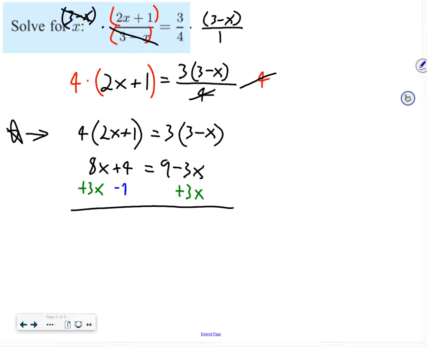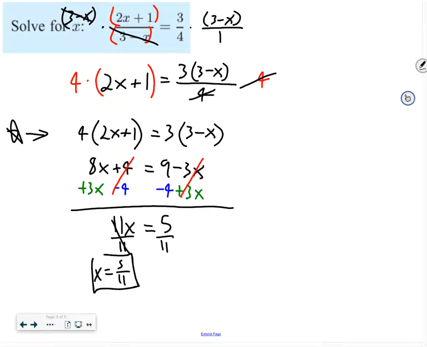So I'm going to subtract 4 here, subtract 4 here. What I notice, these cancel out, these cancel out. Collect my like terms. 8x plus 3x, I'm 11x, which is equal to 5. Divide both sides by 11, and I get x is equal to 5/11.